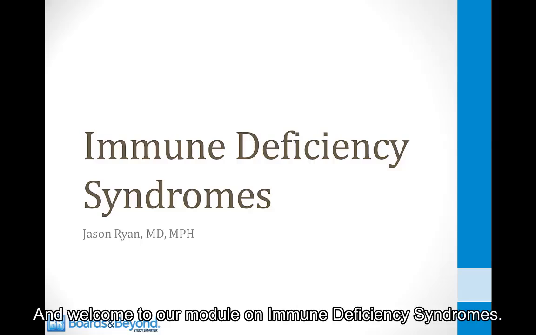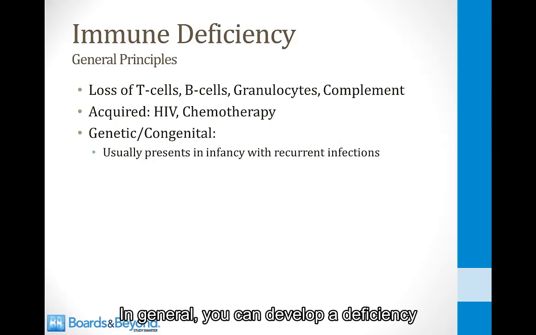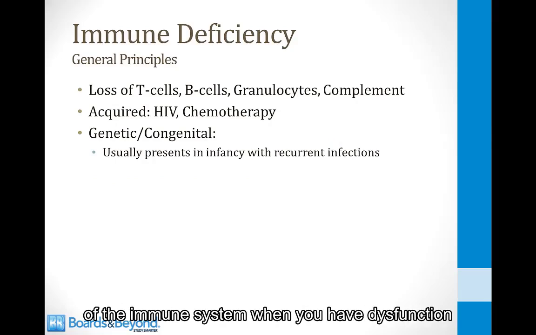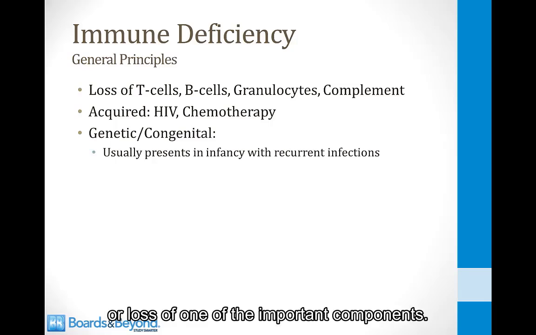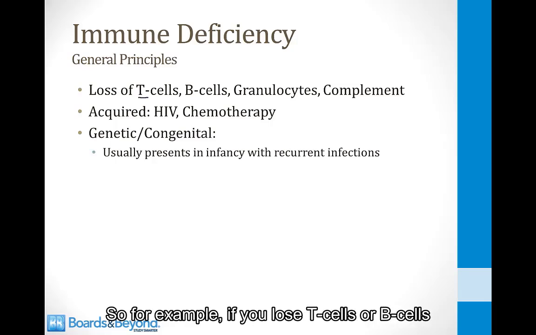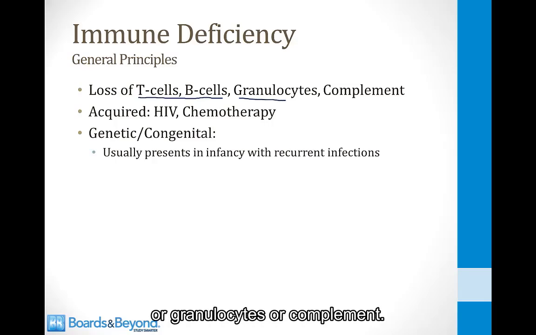Hello everybody and welcome to our module on immune deficiency syndromes. In general, you can develop a deficiency of the immune system when you have dysfunction or loss of one of the important components. So for example, if you lose T cells or B cells or granulocytes or complement.